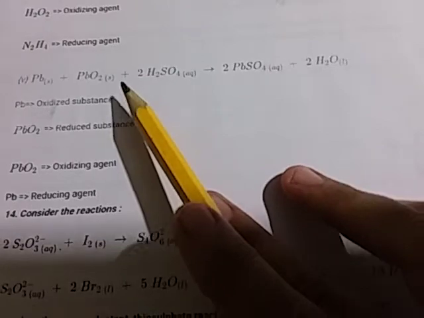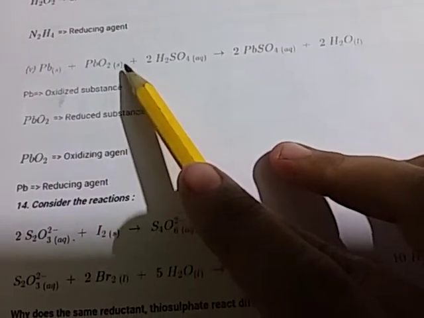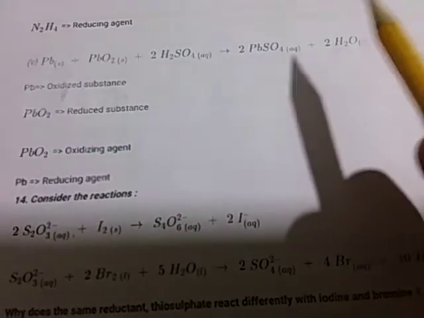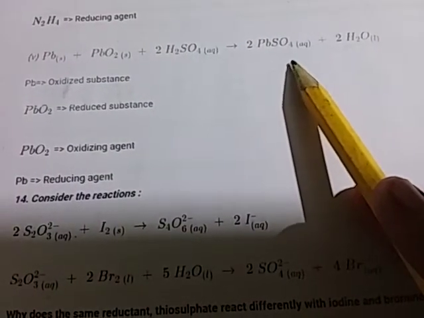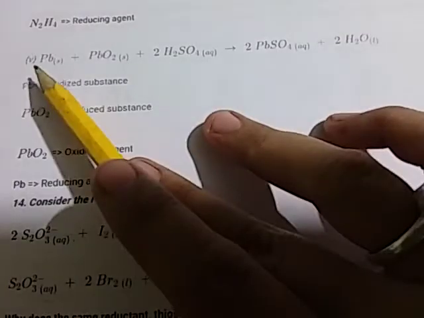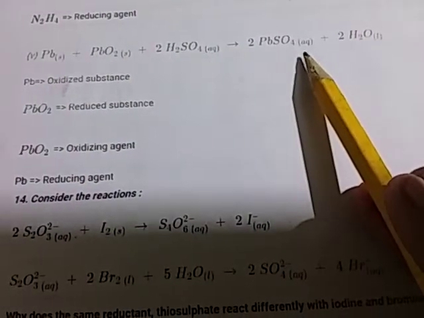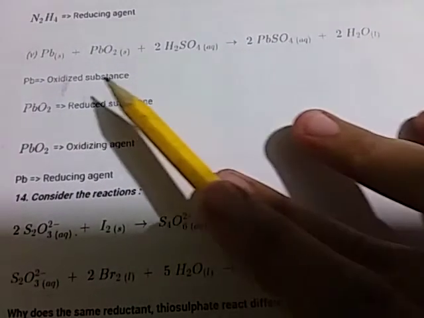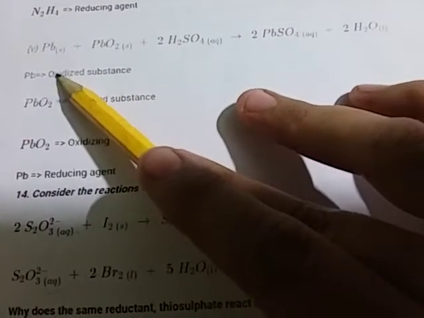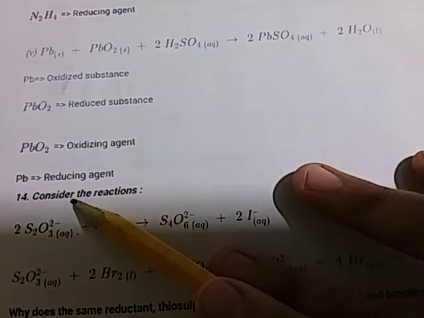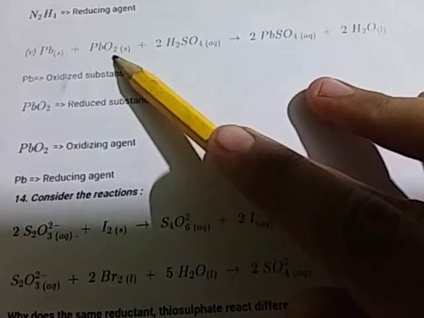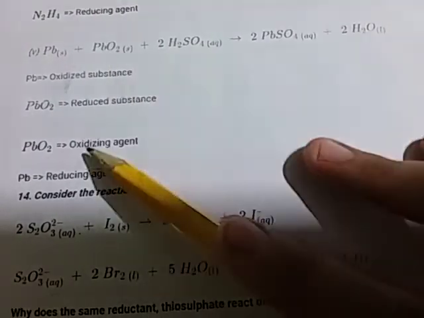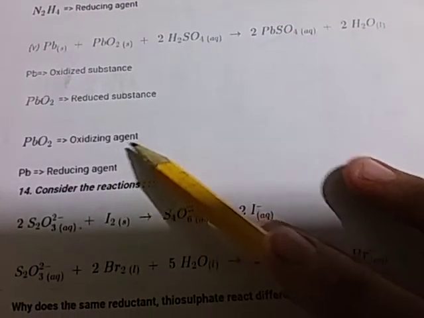Then fifth, Pb solid plus PbO2 solid plus 2H2SO4 converts into 2PbSO4 plus 2H2O. So here you see Pb converts into PbSO4. So Pb is oxidized because oxygen is added. Pb is the oxidized substance, that means it is the reducing agent. PbO2 converts into PbSO4, so it is the reduced substance, so it is the oxidizing agent.